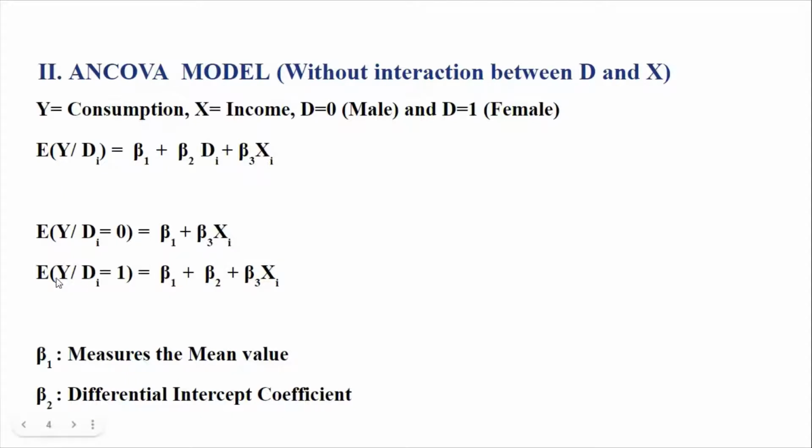Similarly, the expected value of y for given di equal to 1 would be equal to beta 1 plus beta 2 plus beta 3 xi. Okay. Now here in this case of ANCOVA model, the value beta 1 again measures the mean value of y for the base category. And beta 2 here represents the differential intercept coefficient. That is, it tells us by how much the expected value of y differs across the categories, that is, how much it differs across male and female.